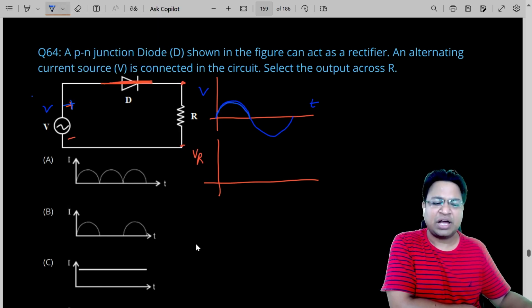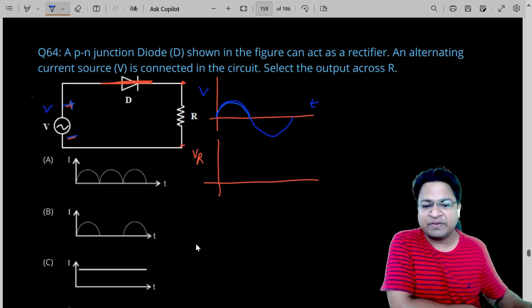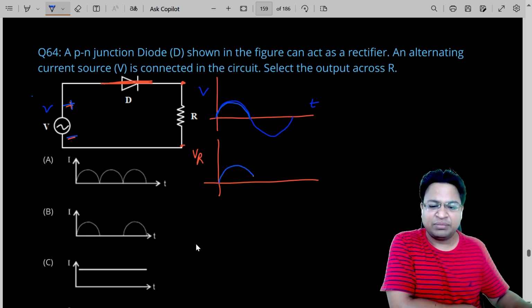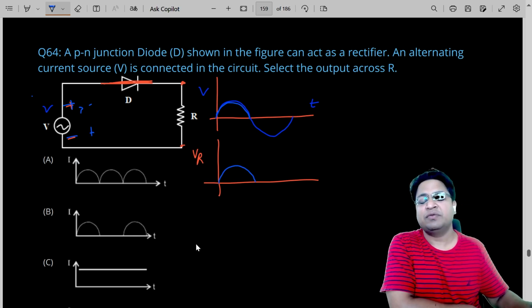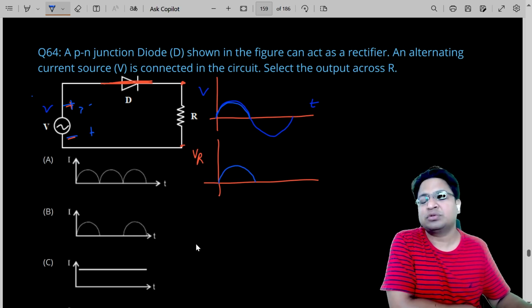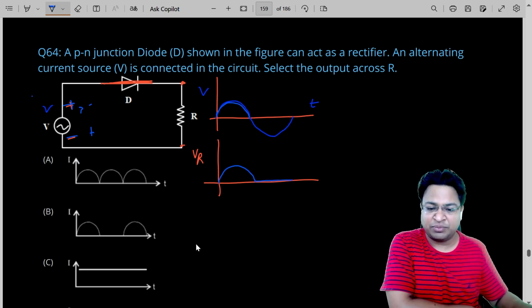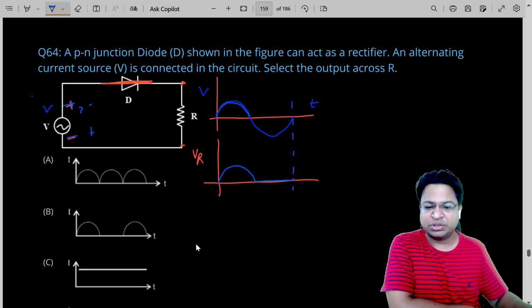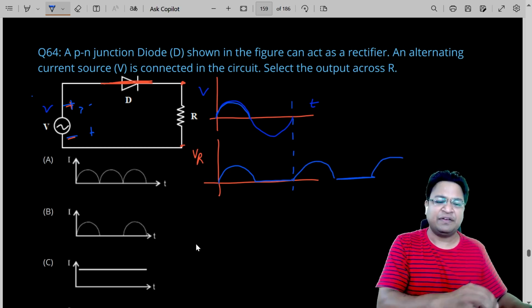During this half, when this point is at a higher potential and this is at the lower potential, the diode will behave as a connecting wire, and therefore it will be like this. But during the other half, when this becomes negative and this becomes positive, the diode will become like an infinite resistor or an open switch. So no current will flow through the resistor, and therefore there would not be any potential difference. And then this thing will keep on repeating. So this is what a half wave rectifier is.